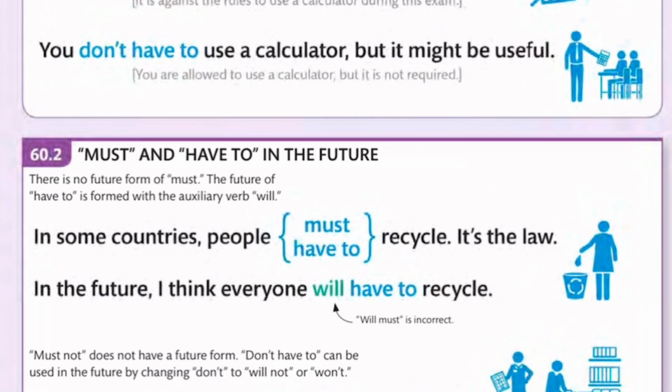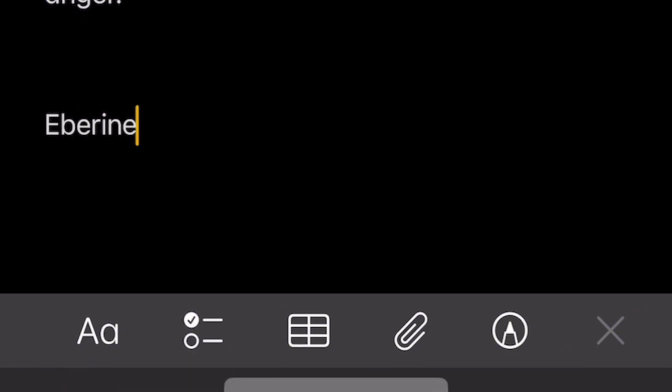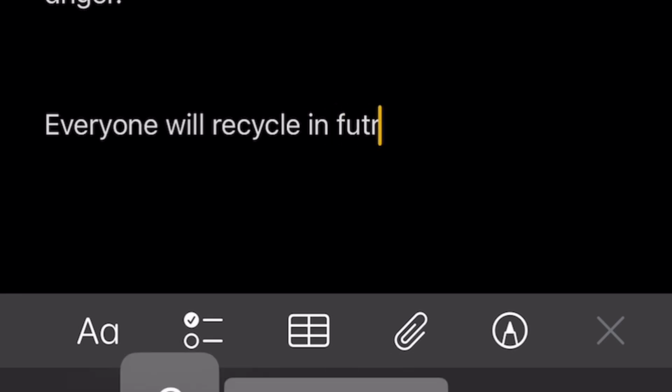Must and have to in the future. There is no future form of must. The future of have to is formed with the auxiliary verb will. For instance, in some countries, people must recycle. People have to recycle. In the future, I think everyone will have to recycle. You don't say, I think everyone we must recycle. Everyone will recycle in future. That's correct.